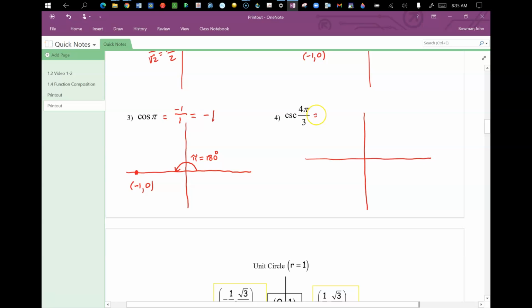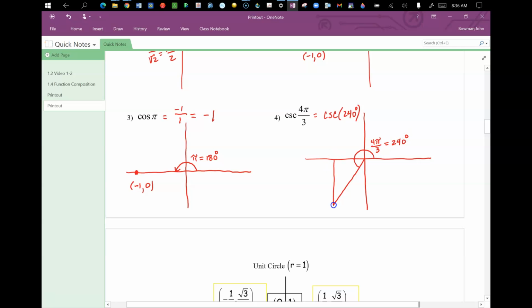Again, if I'm struggling with trying to figure out where that's located, I would treat this as pi over 3, or 180 divided by 3, which is 60, times 4. So really, we're finding the cosecant of 240 degrees. That helps me a little bit because I start at the positive x-axis, rotate 180 degrees, and I've got to add another 60 to that. So there's my 4 pi over 3 angle, which is 240 degrees.